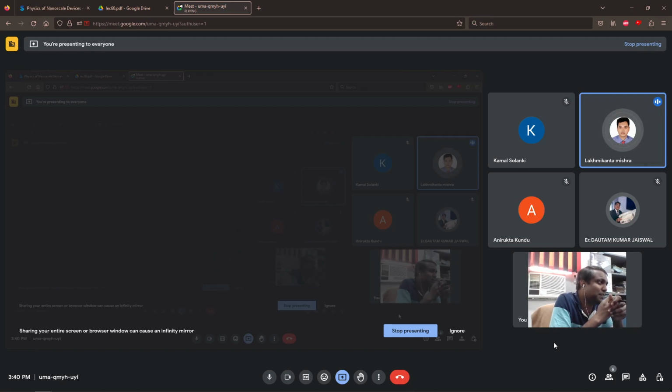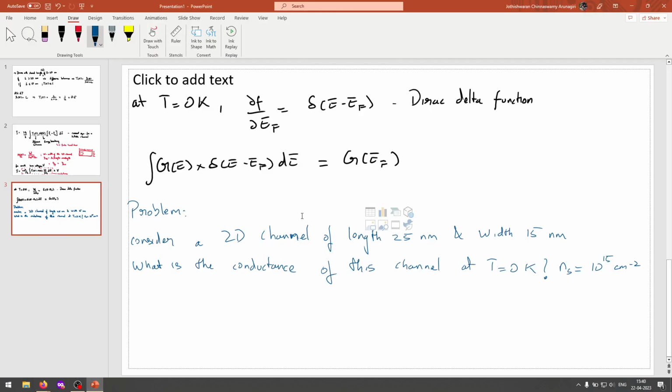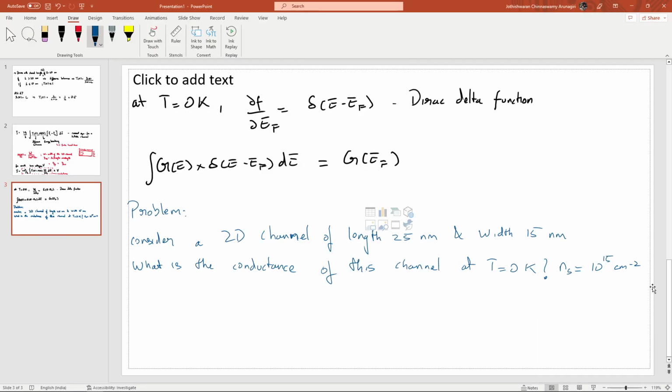Here the sheet charge density formula will be applied. Yes, that is the next relationship that we are going to use. Thank you for mentioning that. In this case, the first thing that we are supposed to remember is that at T equal to 0 Kelvin, the electrons will be occupied only up to... so how do we solve this? So the solution is as follows.